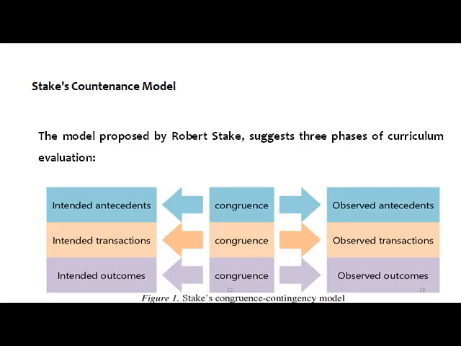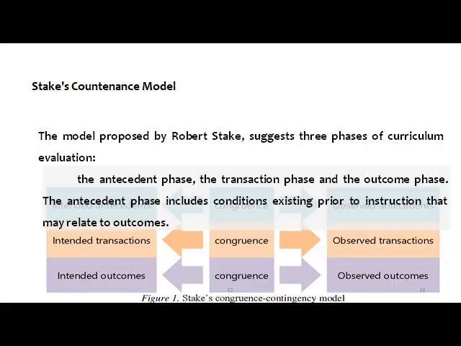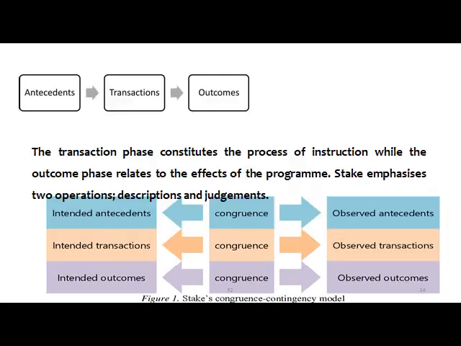Stake's countenance model. The model proposed by Robert Stake suggests 3 phases of curriculum evaluation: the antecedent phase, the transaction phase and the outcome phase. The antecedent phase includes conditions existing prior to instruction that may relate to outcomes. The transaction phase constitutes the process of instruction while the outcome phase relates to the effects of the program.